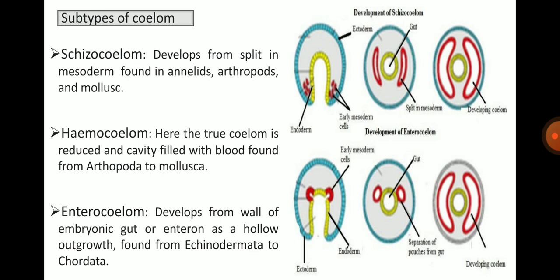While the hemocoel actually is a true coelom reduced and the body cavity here is filled with blood or hemocoelomic fluid which contains plasma, amoebocytes and hemoglobin circulating throughout the body and functions like blood. The examples being the forms belonging to the phylum Arthropoda and the molluscans.